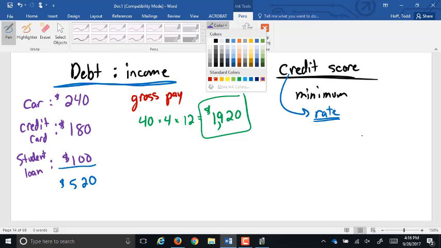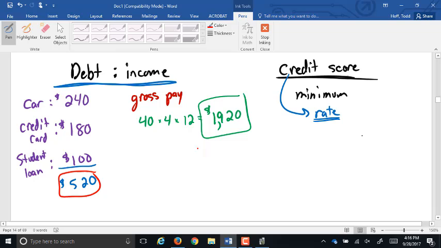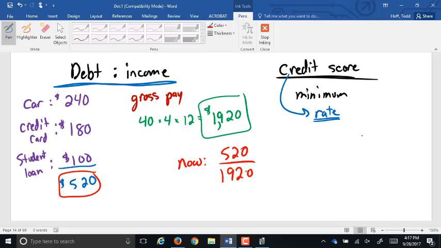What is your debt to income ratio right now? Well, $520 of debt every month, $1,920 worth of income. Notice I didn't figure in groceries, gas, anything like that. These are debt payments that are paying off debts every month. They don't take into account lifestyle.